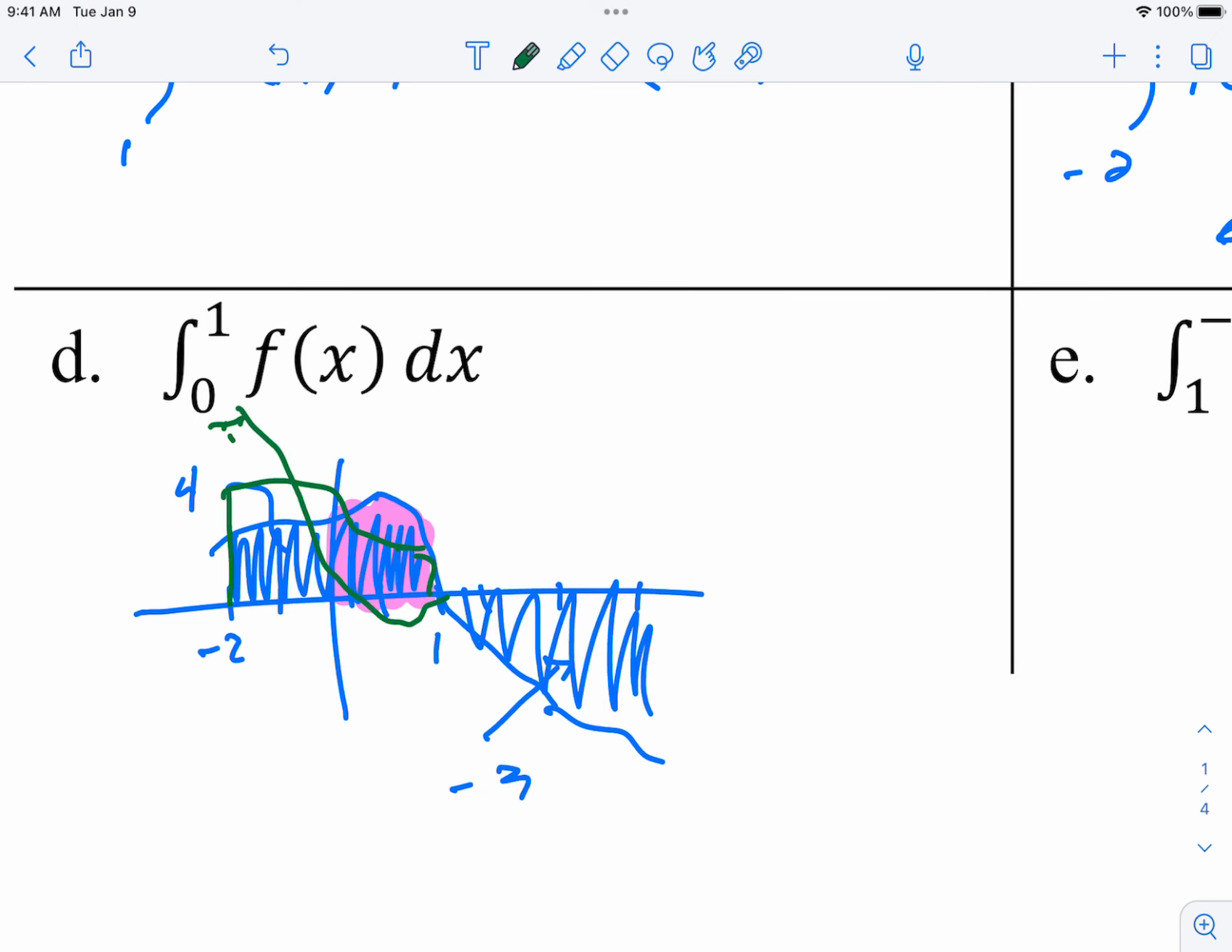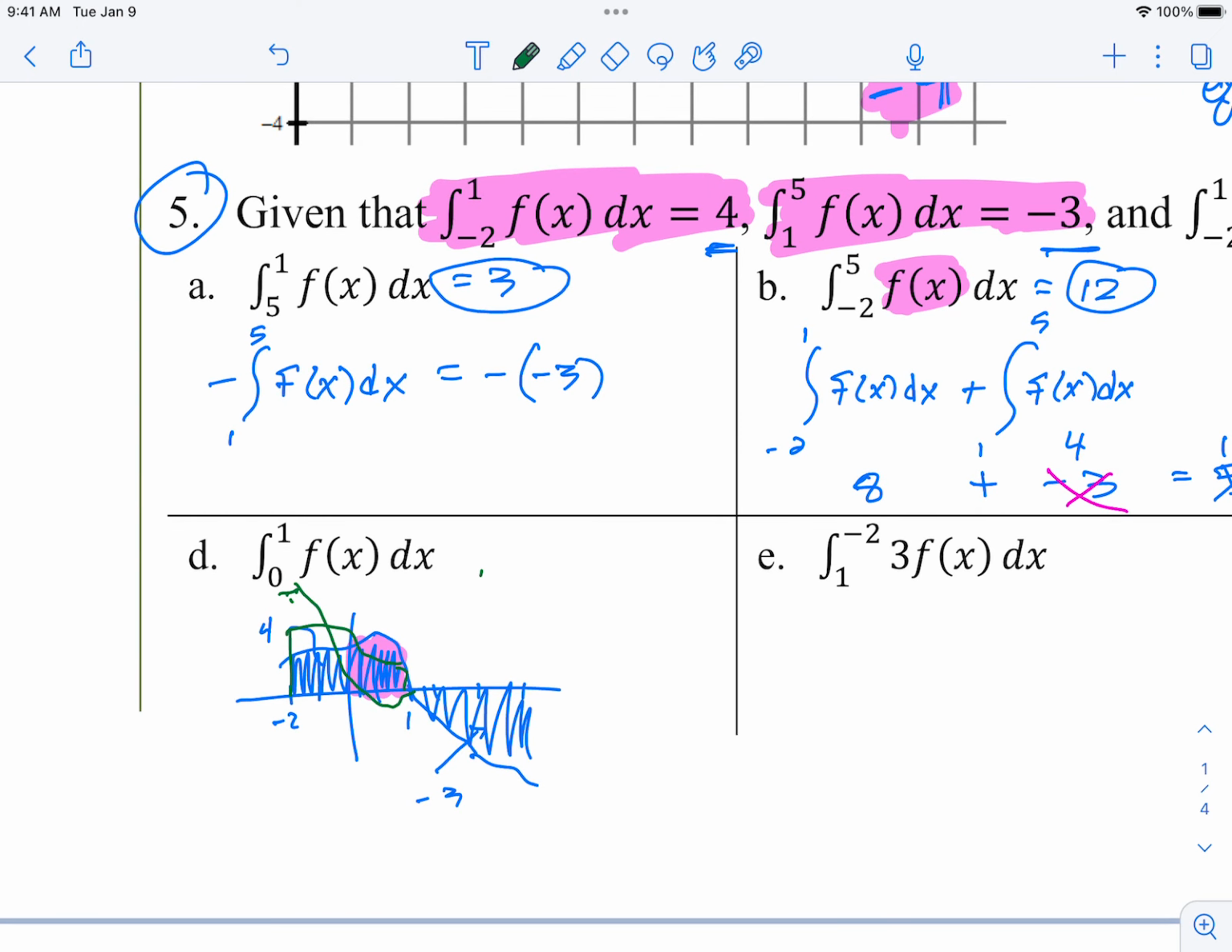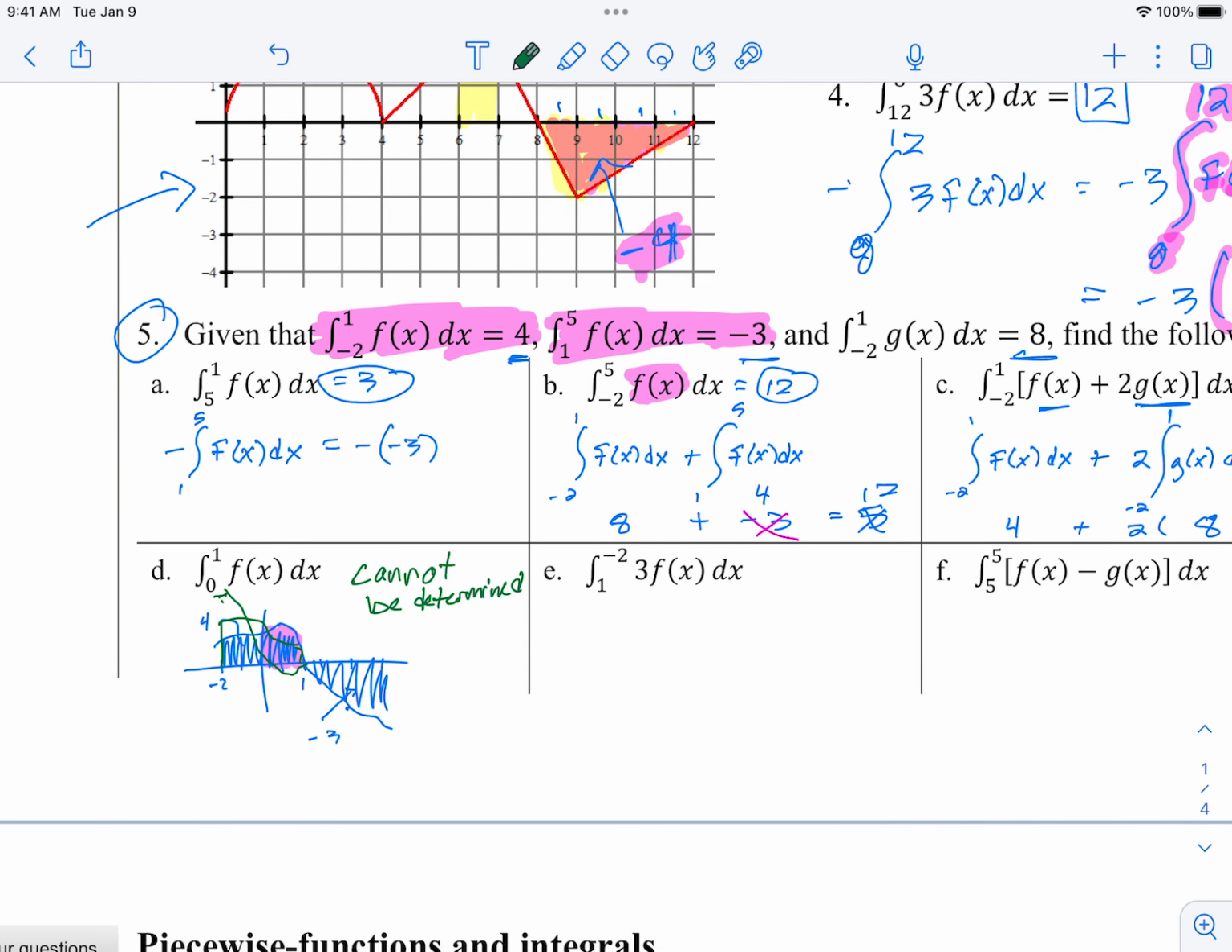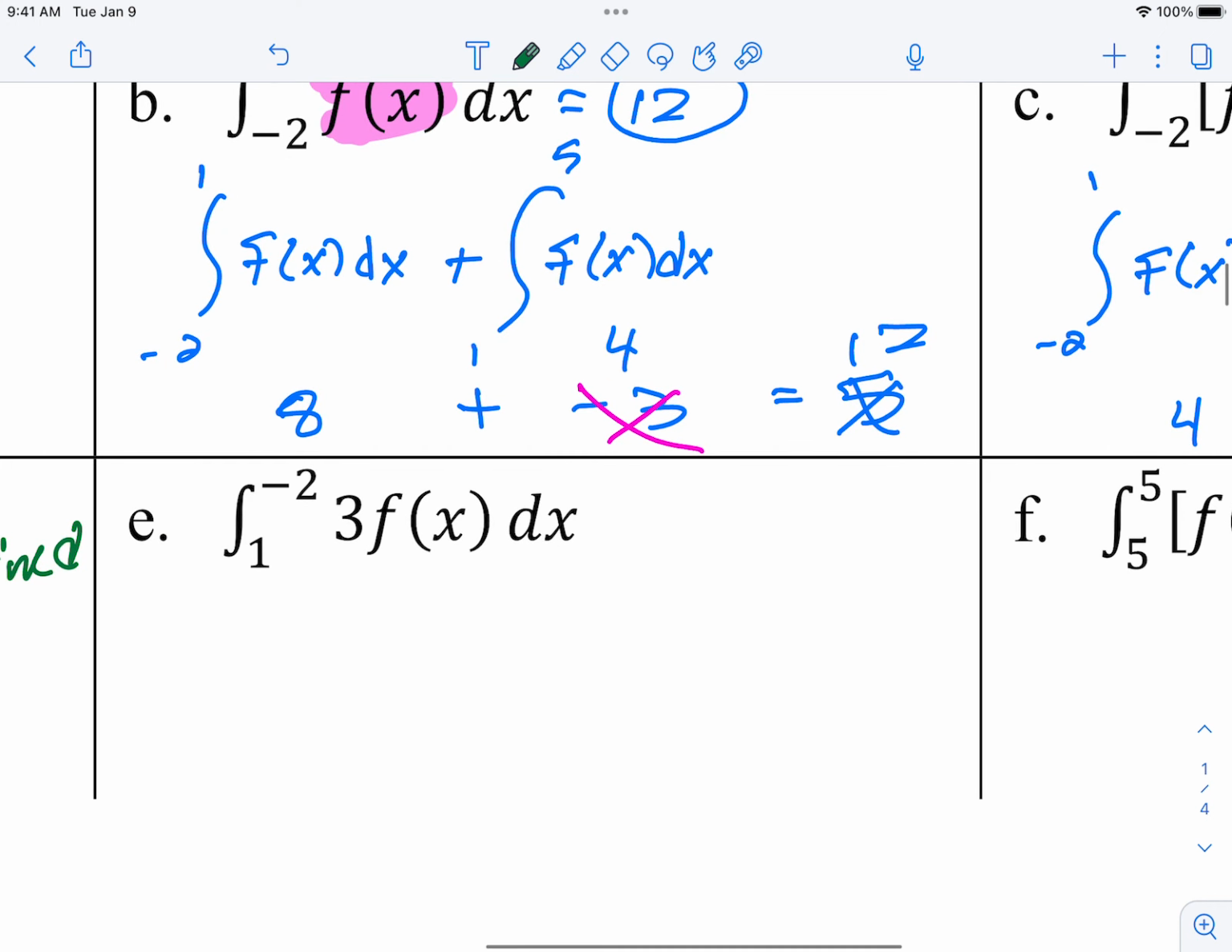There's nothing that defines it. So it cannot be determined with the information I have, because there's too many ways to come up with the net of 4 from negative 2 to 1. I could rearrange that a lot of different ways. What's going on from 0 to 1 has never been specified in any part of this. Okay, so just sometimes you can't handle it. Just make sure it's in the bounds of things that you are defining in your function. So that picture was, I don't know if helpful or not.